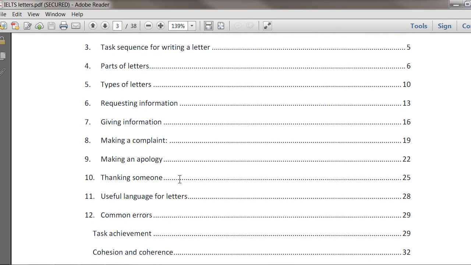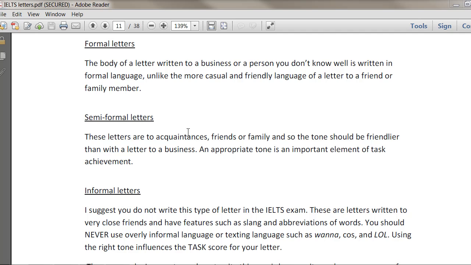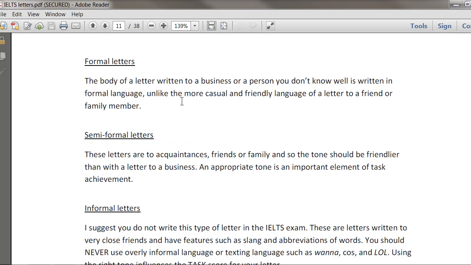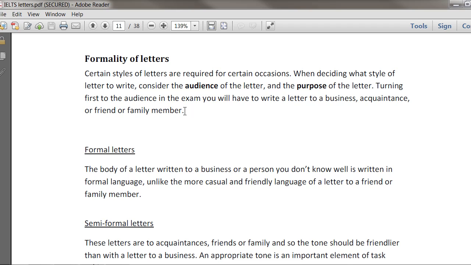Let's see, where should we start? I think what I'd like to do now is just talk a little bit more about different types of letters. I think this is a key point. As I said earlier, the level of formality is quite important with these letters. So let's just talk about that first of all. And that usually comes under task achievement, whether you get the level of formality right.